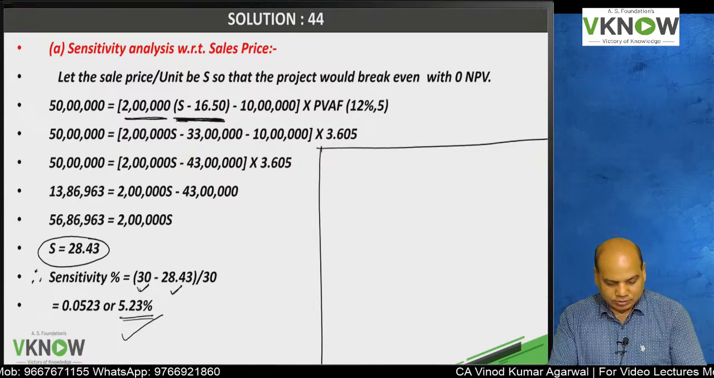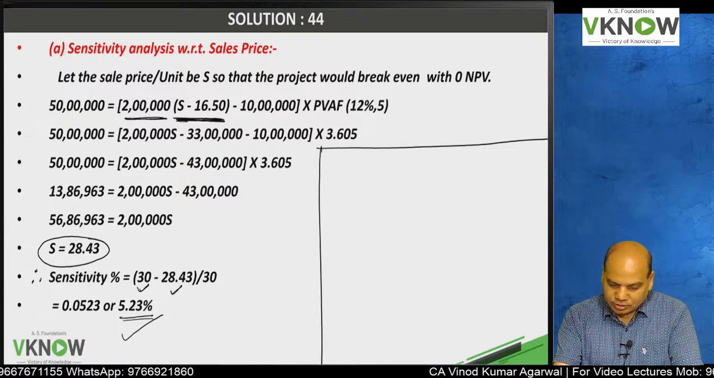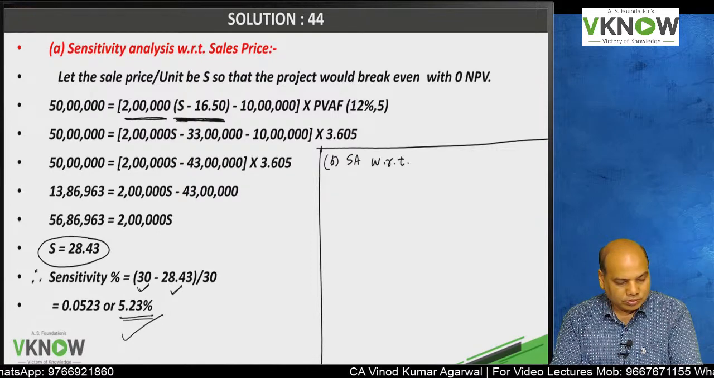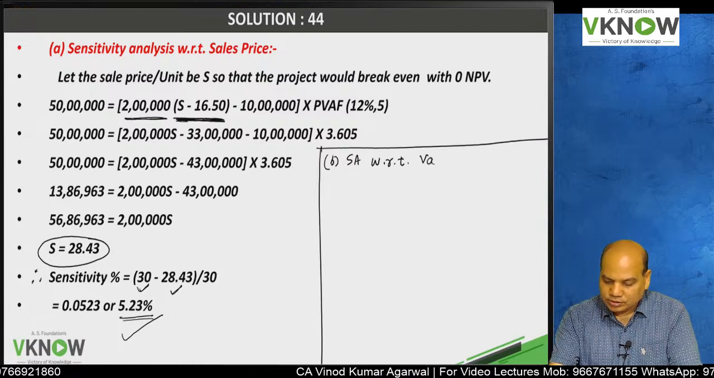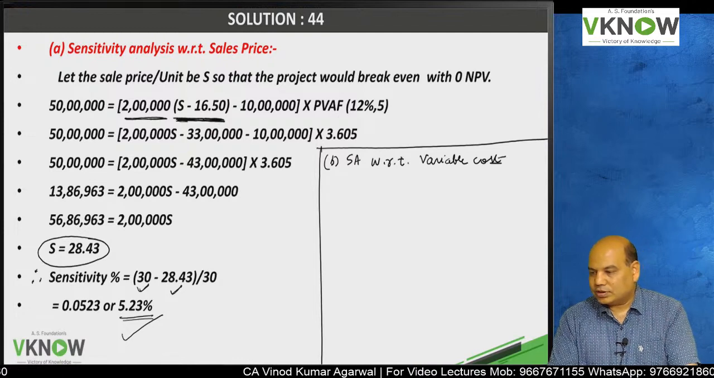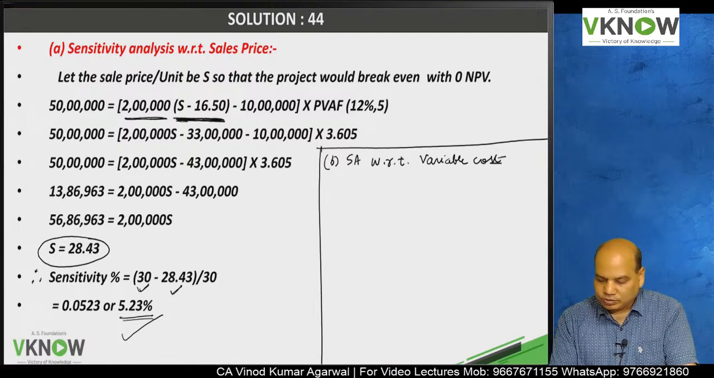.23 is right. Now write down B, sensitivity analysis with respect to variable cost. I will do first. Variable cost. Sensitivity analysis with respect to variable cost.